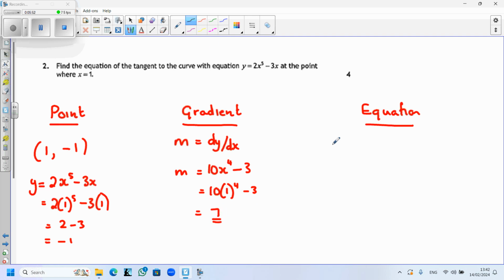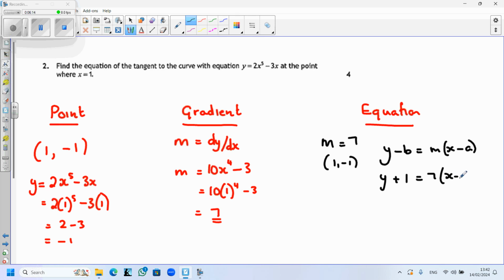So now we've got enough information to get the equation. We've got the gradient is equal to 7, and we've got the point on the line, which is 1, negative 1. And we do y minus b is equal to m bracket x minus a. So y minus b becomes y minus minus 1, so it's y plus 1. That's equal to 7 bracket x minus 1. Multiply out your bracket, so y plus 1 is equal to 7x minus 7. Don't want that plus 1 to be there, so to undo it, we take 1 away from both sides. So y is equal to 7x minus 8. Double underline your answer.